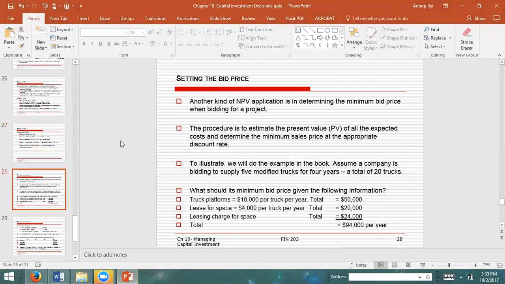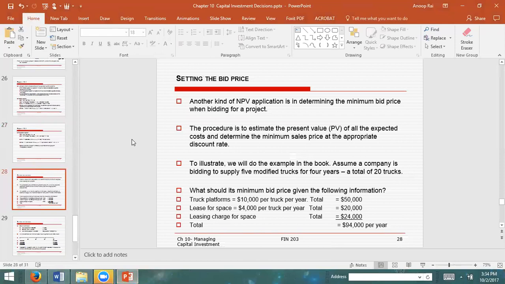Now, the last part of this chapter problem is what we call setting the bid price. This is a methodology that we use when you bid for projects. As you know, many firms will send out bids if they're going to be buying something. The government does that a lot. And how do we use the net present value analysis to do that? It's actually very simple. There's a little bit of extra work to be done, but we'll give you a good idea once we do this particular example, okay?